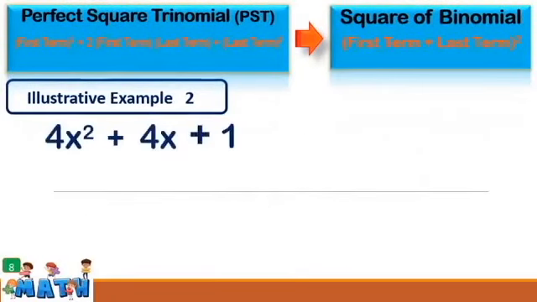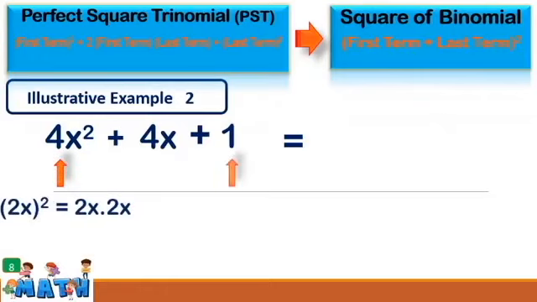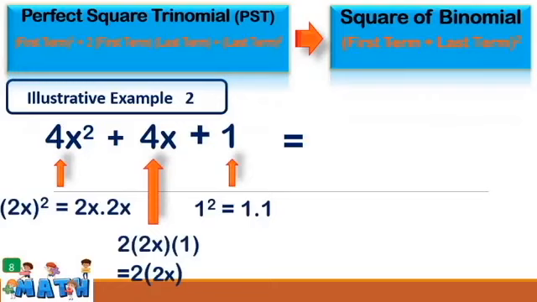Example number 2. So we're going to get the factors of 4x squared plus 4x plus 1. Again, check whether the first and last terms are perfect squares and write them as a square. So 4x squared can be written as the quantity 2x squared or 2x times 2x. And 1 can be written as 1 times 1. And checking for the middle term, so we have 2x times 1 is 2x times 2 is 4x. So we have a perfect square trinomial.